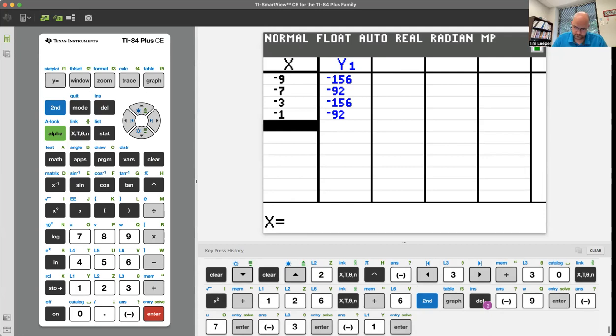So f of x here for -9 is -156. -7 is -92. -3 is -156. And -1 is -92. Good deal.